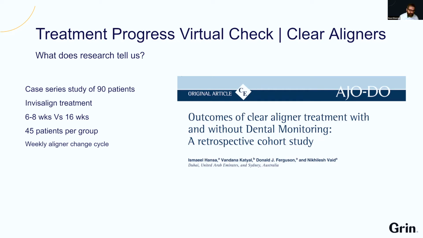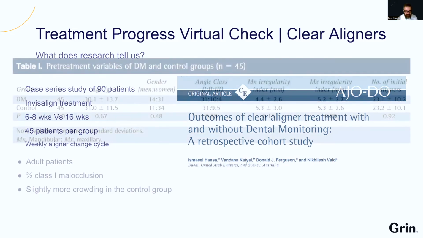So they used the Invisalign appliances, and they had patients that were seen at 6 to 8 week intervals, and then 16 week intervals. And then in each group they had 45. And then the weekly change was the protocol of choice for them.